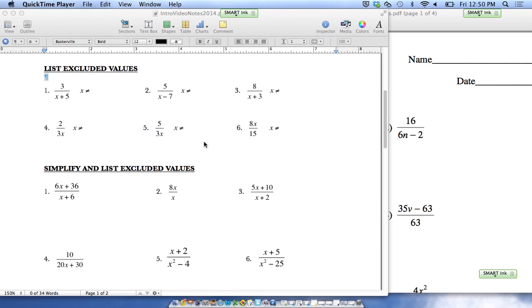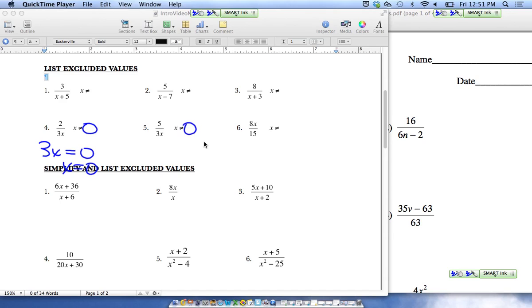Number 4, well, the denominator is simply 3 times x. If 3 times x equals 0, then if I divide both sides by 3 or multiply by 1/3, that leaves me with x equals 0. Therefore, x is not allowed to equal 0, because if it did, 3 times 0 would be 0, and I would have a meaningless expression with 0 in the denominator. Number 5 is the exact same setup, so x is not allowed to equal 0.